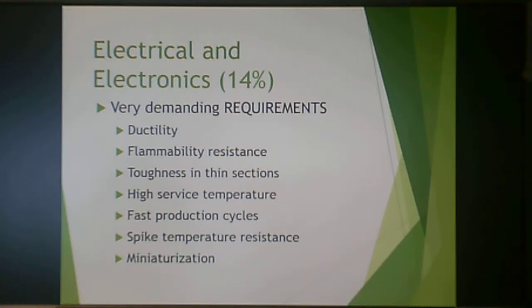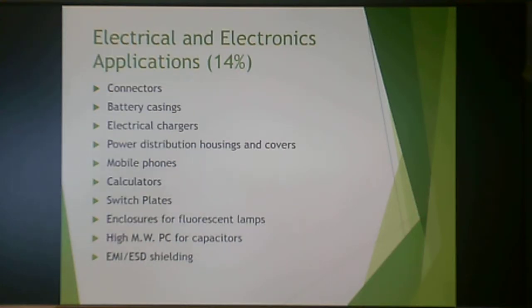For electrical and electronics, polycarbonate is used in places that have very demanding requirements. Something that requires ductility, flammability resistance, toughness in thin sections, high service temperature, fast production cycles, a spike in temperature resistance, and miniaturization. Polycarbonate can meet all of these demands. So you see things like connectors, battery casings, electrical chargers, distribution housings and covers, mobile phones, calculators, switch plates, enclosures for fluorescent lamps, high molecular weight polycarbonate for capacitors, and EMI or ESD shielding.